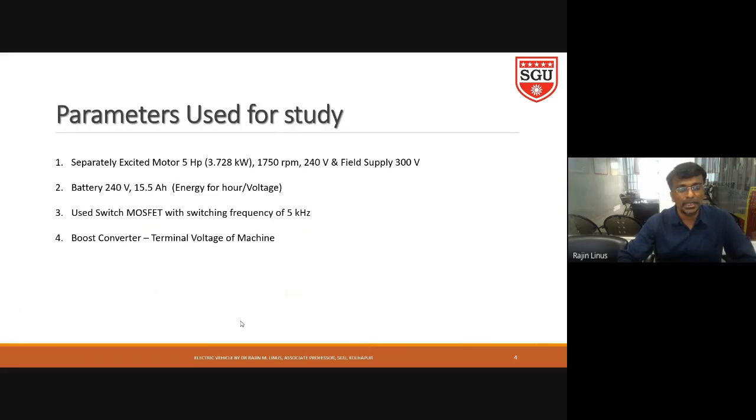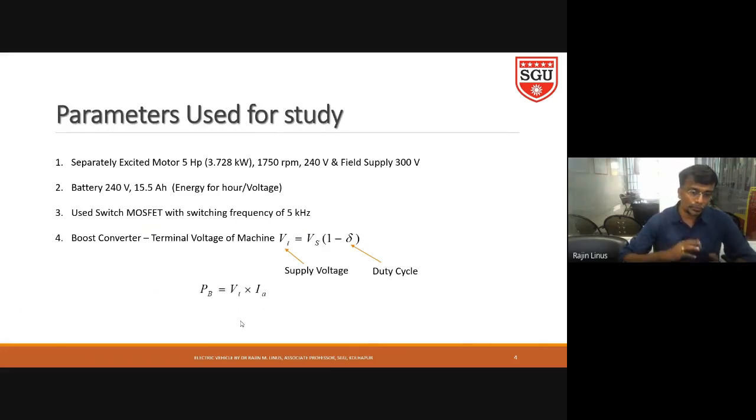Then the boost converter. In this boost converter, we know the terminal voltage of the motor. We can write the formula: terminal voltage is equal to supply voltage into 1 minus duty cycle. Vs, sorry, this is wrong. Vt is the terminal voltage. There is a mistake. Vs is the supply voltage, Vt is the terminal voltage, and del is the duty cycle. Then the power transferred to the battery during braking can be rated as terminal voltage into I alpha.